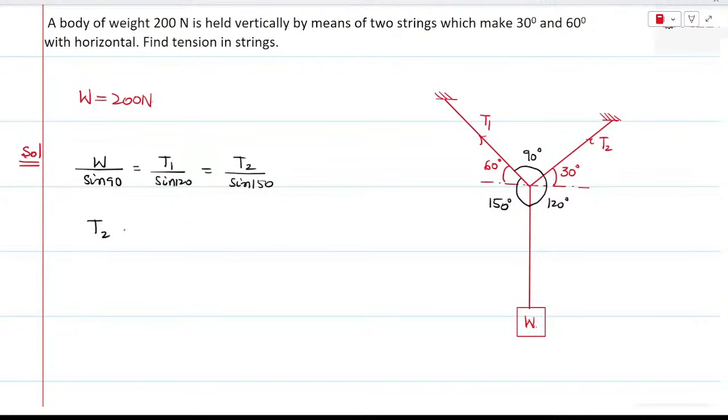So T2 will be equal to 200 by sine 90, which is 1, and sine 150 is 1 by 2. This is 100 newtons. And T1 is equal to 200 into sine 120, which is root 3 by 2, which is 100 root 3.